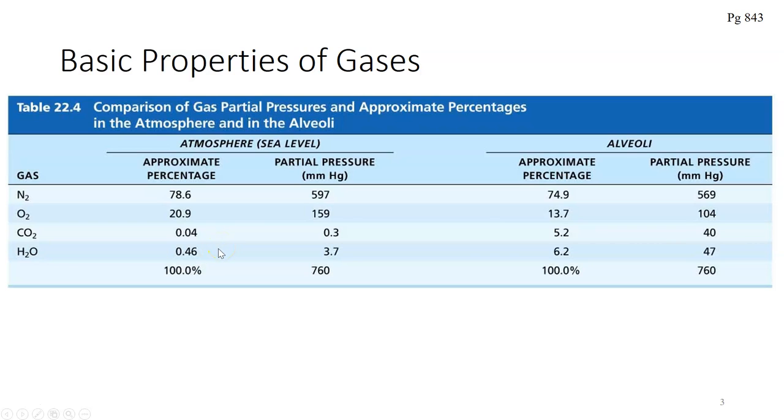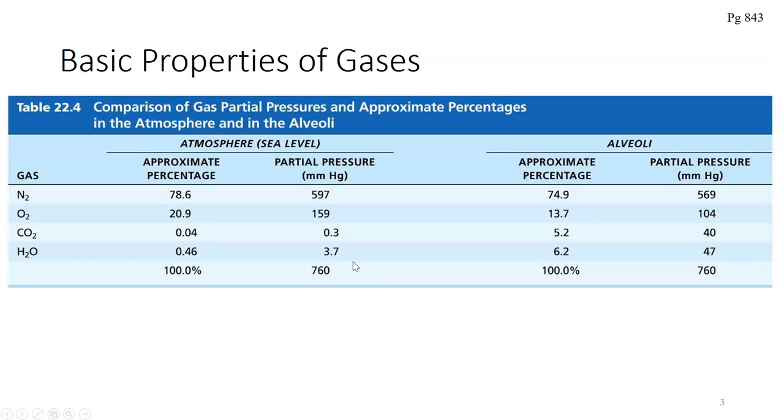In terms of the pressure, we measure air pressure in millimeters of mercury. The total atmospheric pressure at sea level is 760 millimeters of mercury, with nitrogen consisting of about 597 millimeters of mercury, oxygen approximately 159 millimeters of mercury, carbon dioxide 0.3 millimeters of mercury, and water vapor at 3.7 millimeters of mercury.